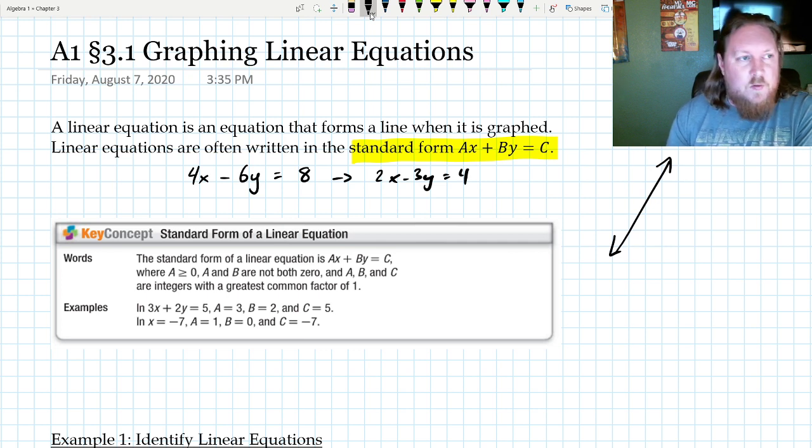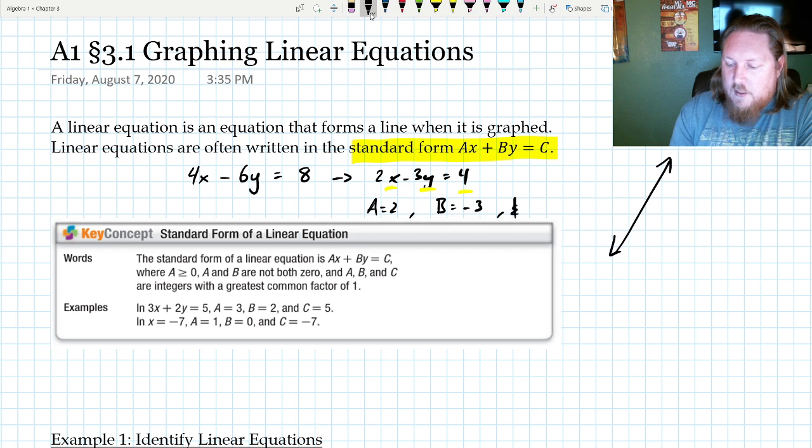A big part of what we're doing here is not only putting it in this form or identifying equations that can be written in this form, it is also identifying those A, B, and C values. So it is very important that the x term always comes first, then the y term, and then it equals a constant value. So from reading this, I'd be able to say A equals 2, B equals negative 3, and C equals 4. Notice there's no variables with any of them. Just by saying that I know the B coefficient in standard form is negative 3, I know it is being multiplied by a y. So we don't write it down. It's too much.